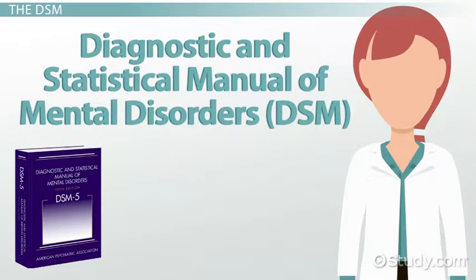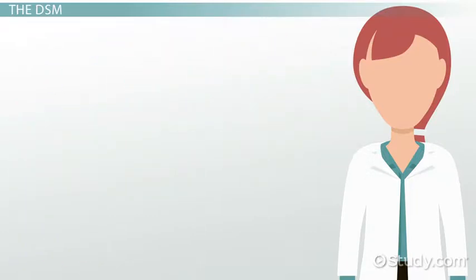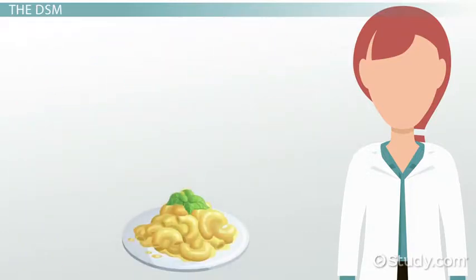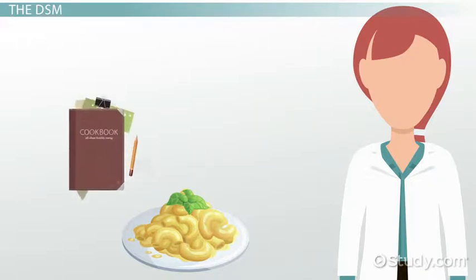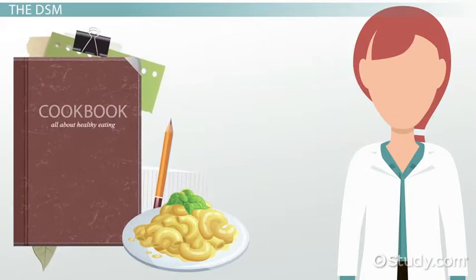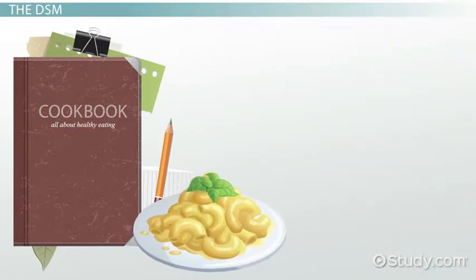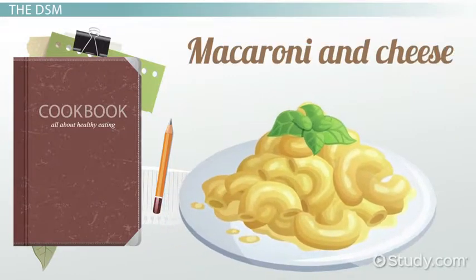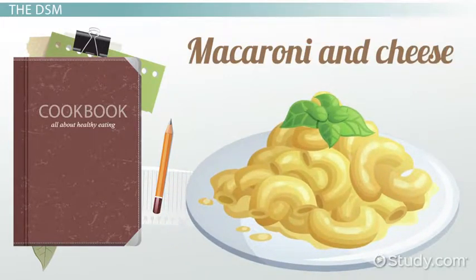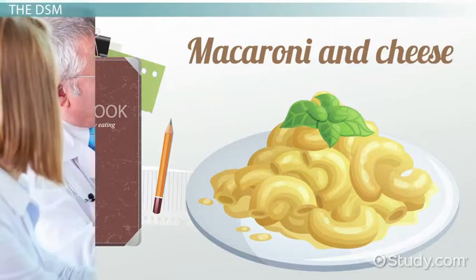Think of it like a cookbook, except instead of looking for a recipe, you're eating something and trying to figure out what it is. In this case, you're going to look through the cookbook to match up the ingredients with the name of the recipe. Maybe you are eating something with macaroni pasta and it tastes pretty cheesy. It's creamy too. Maybe it has milk or cream in it. When you look through the cookbook, you notice that mac and cheese has all those ingredients, and you decide that's what you're eating. That's kind of what psychologists do with the DSM.